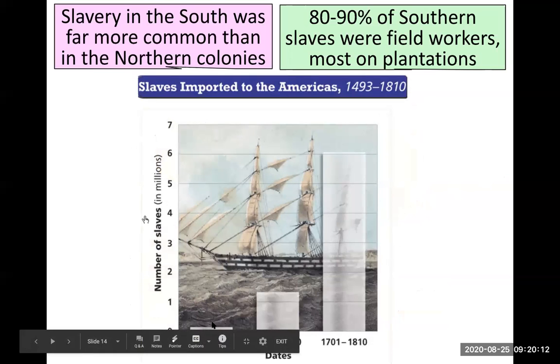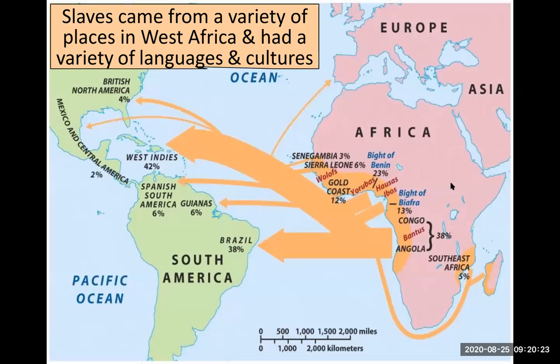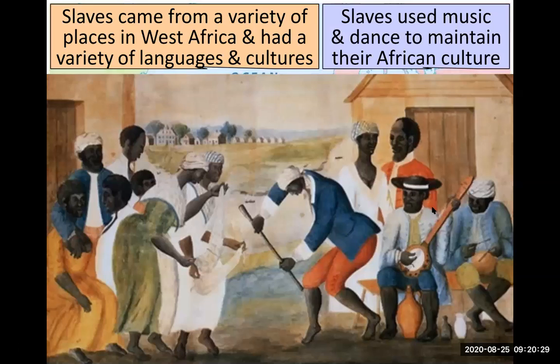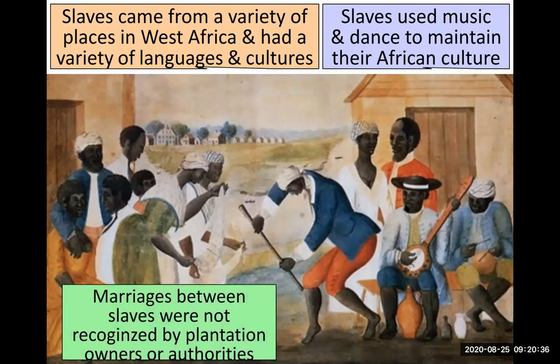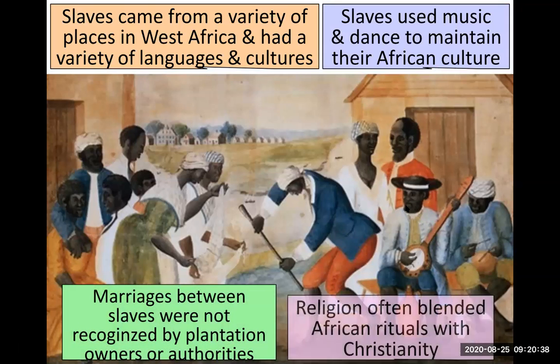So here it shows you how the number of slaves has increased, right? Look at 1701 to 1810, we're talking about just over 6 million. Like I mentioned, various origins, various languages, various cultures. Slaves would use music and dance to maintain their African culture. They often blended African rituals with Christianity.